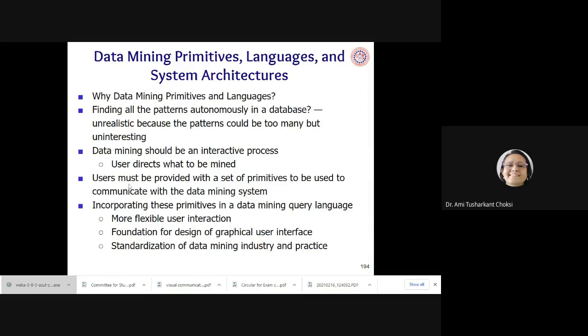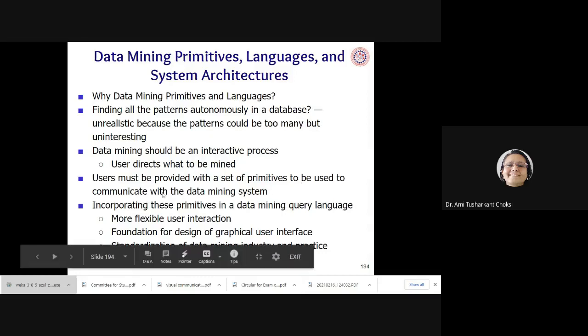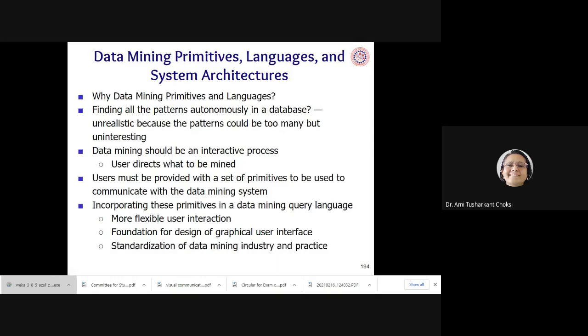The user must be provided with a set of primitives to be used to communicate with the data mining system. Incorporating these primitives in a data mining query language. So, what is that? More flexible user interaction, foundation for design of graphical user interface, standardization of data mining industry and practice, right?